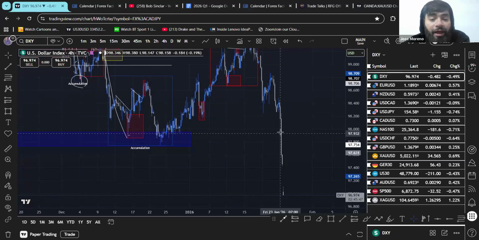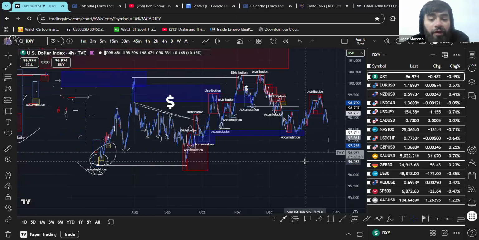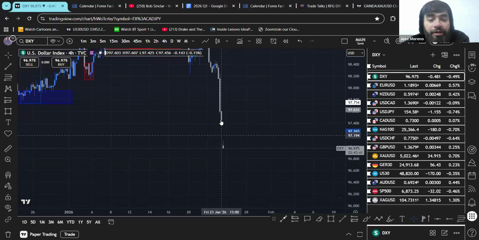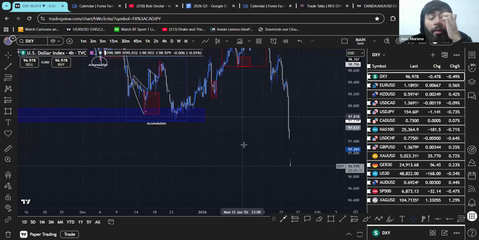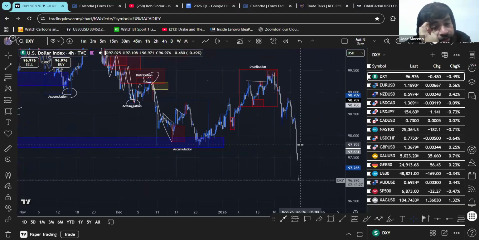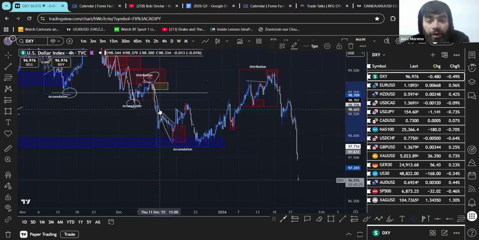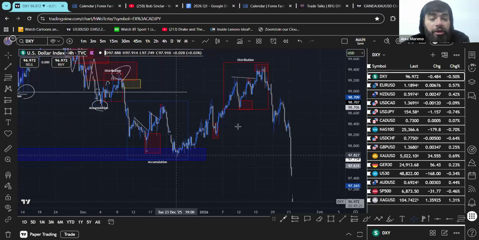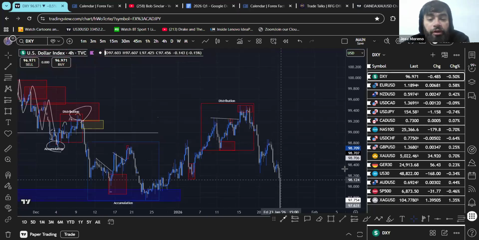We've recently had a pretty massive move that has only just continued now. We can see a gap in the market. This is where the market closed on Friday, and now on Sunday the market has opened, and we can see the dollar just absolutely dying right now. From a Wyckoff perspective, we can definitely see evidence of redistribution, which is accumulation turning into a distribution up here.